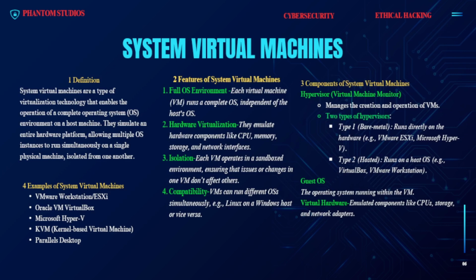And there are 2 types of hypervisors, and type number 1 is called the bare metal hypervisor. This is a type of hypervisor that runs directly on hardware. For example, we have VMware ESXi and Microsoft Hyper-V. These are some of the most common type 1 hypervisors. Remember that they run on bare metal.